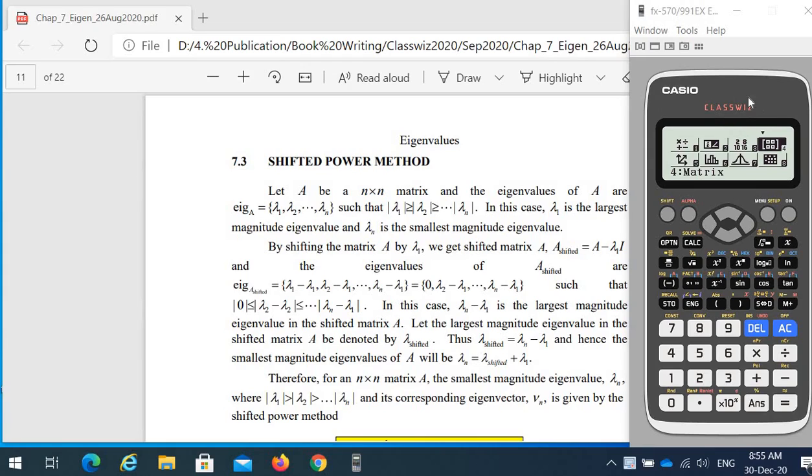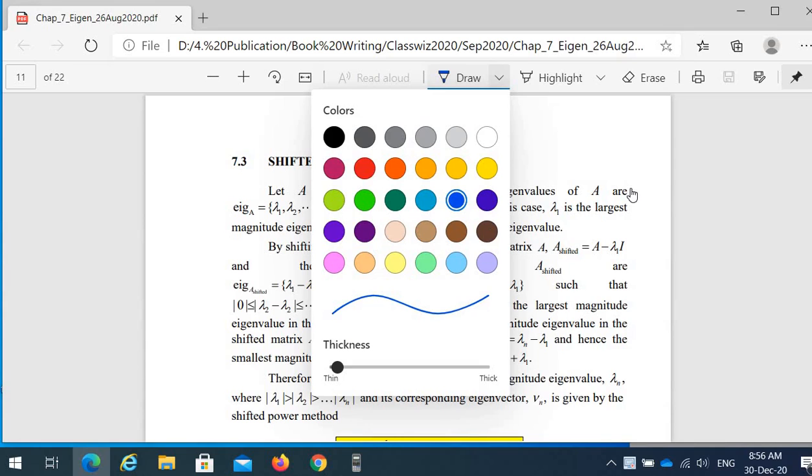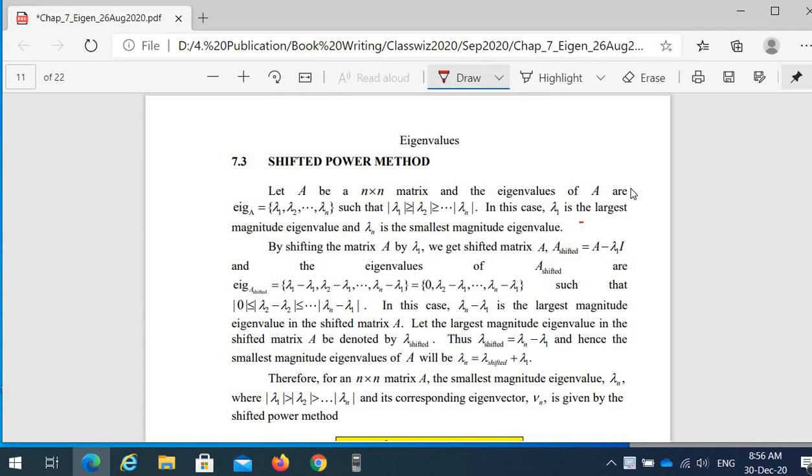Today I'm going to show how to use a Casio fx-570EX ClassWiz calculator with the matrix menu to find the smallest eigenvalue, the smallest magnitude eigenvalue, using the shifted power method.